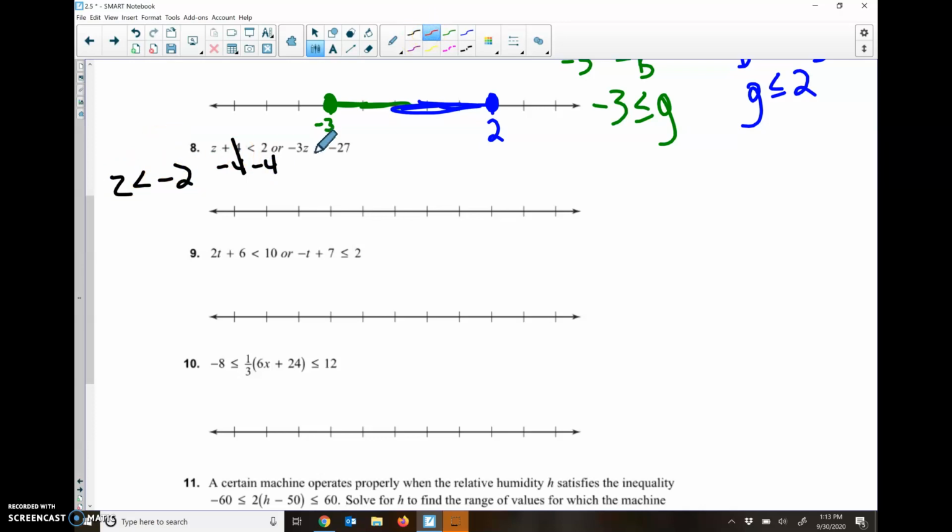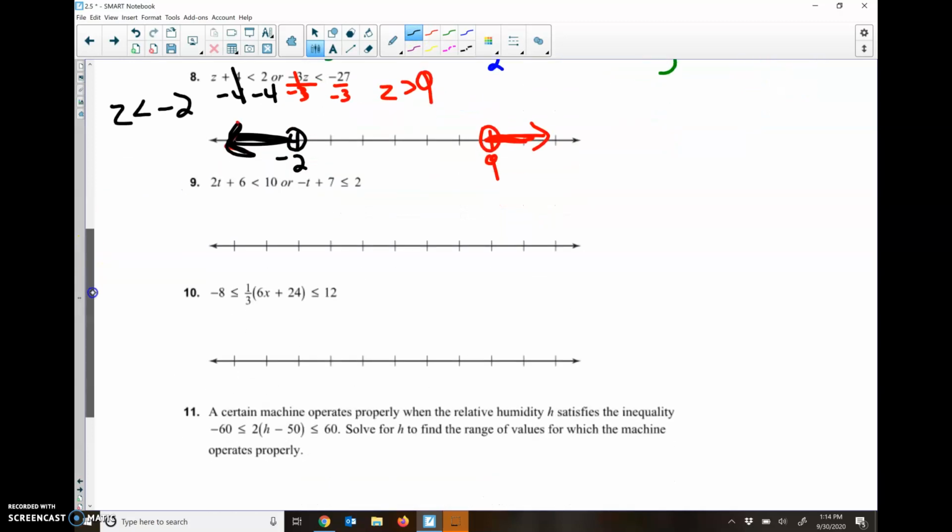Over here, it's negative 3 times z. So I'm going to divide by negative 3. So z, and then I'm going to flip my sign since I divided by a negative, is greater than, not less than anymore, 9. So I need a number that's less than negative 2. So open circle going to the left, and greater than 9, so an open circle, and now greater than 9 goes to the right. And you'll see we did that correctly because they're going in opposite directions now, because it is an OR problem.